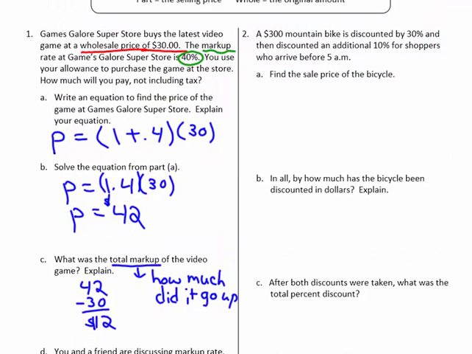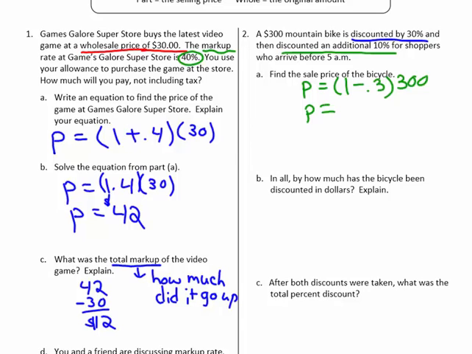All right, let's go up here for number 2. A $300 mountain bike is discounted. That means it's going to cost less. Then discounted again. So we're going to get 2 discounts for shoppers who arrive before 5 a.m. Find the sale price of the bicycle. So you actually have to do this in 2 steps. The first one I'm going to do is my discount of 30%. So my part, my selling price, this time it's 1 minus because it's going to cost us less. We're subtracting that. And it's $300.